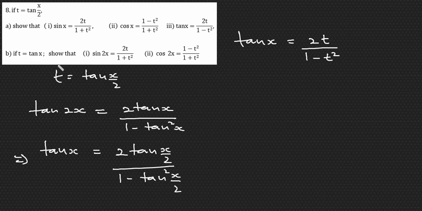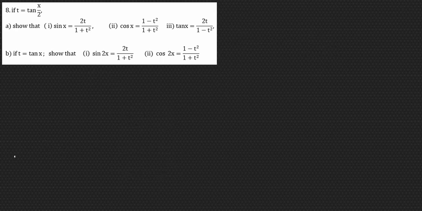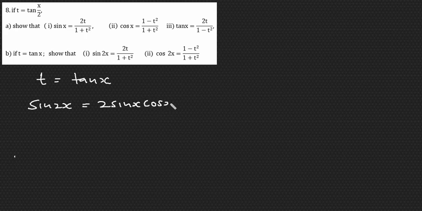Now let us go to part B. So part B, now this time we have t equal to tan x. So now we can just use the double angle formula and we prove the same approach will work. So we know that sine 2x is equal to 2 sine x cos x. In part A we've been using the half angle formula because we had x over 2, but now we are going to use the double angle formula.